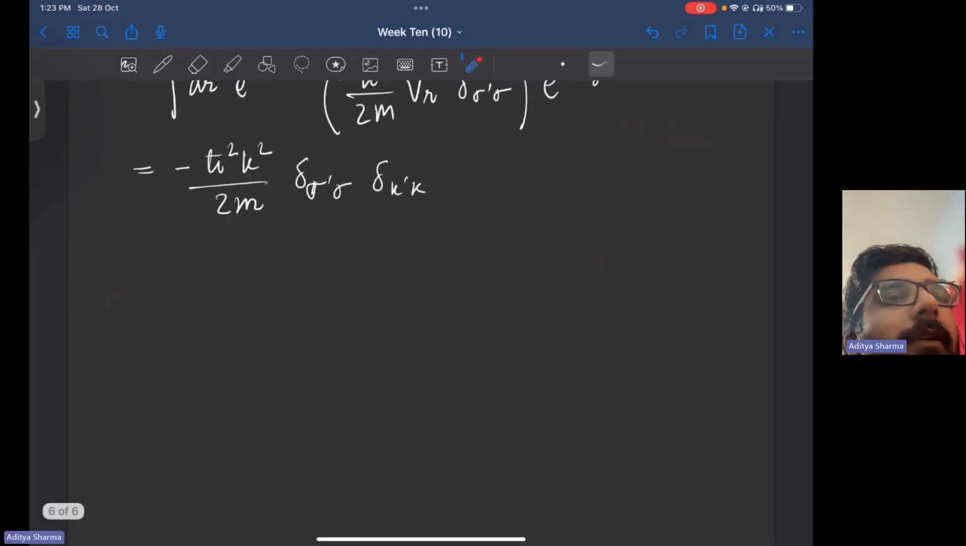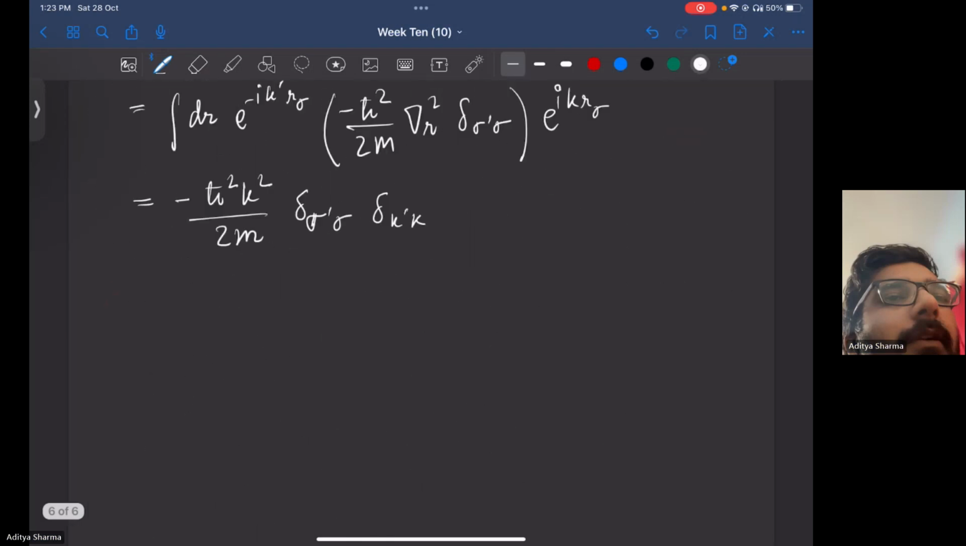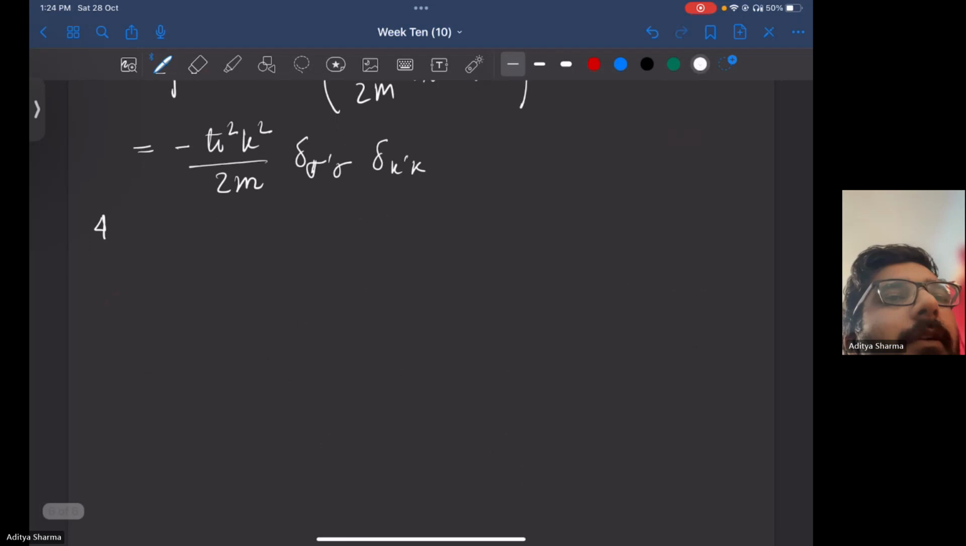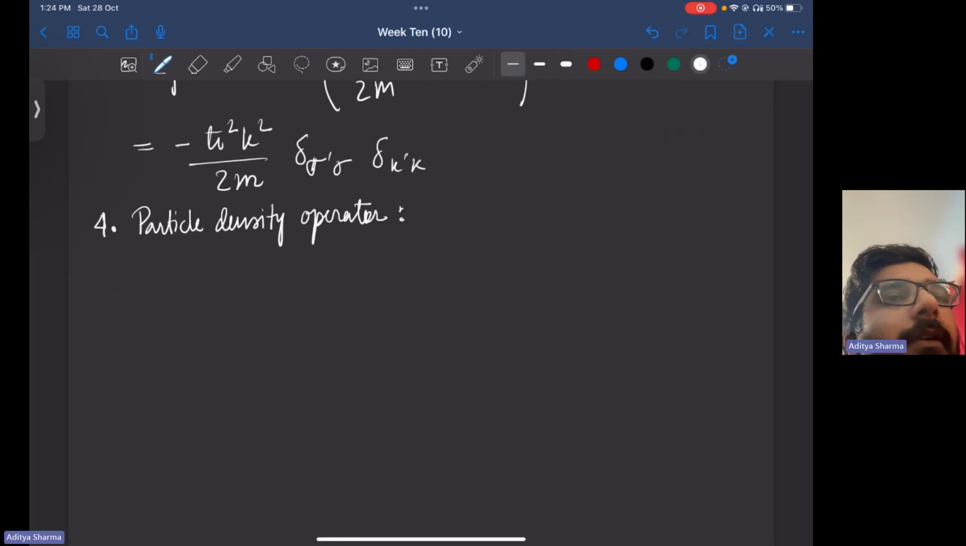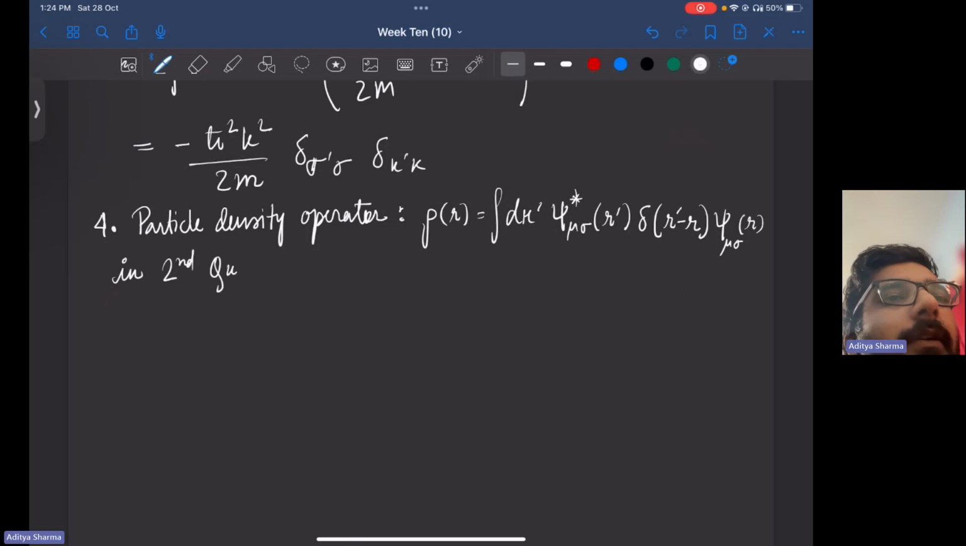That is it. So let us go to question number 4, which is the particle density operator, which is given as rho of r is equal to, in second quantized notation.